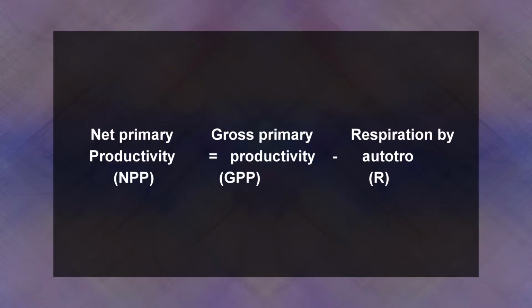NPP can hence be described by the following equation. Net primary productivity is equal to gross primary productivity minus respiration due to autotrophs. That is, NPP = GPP - R. So, NPP is the balance between the carbon gained by gross primary production and carbon released at the ecosystem scale, usually over relatively long time intervals, such as a year.